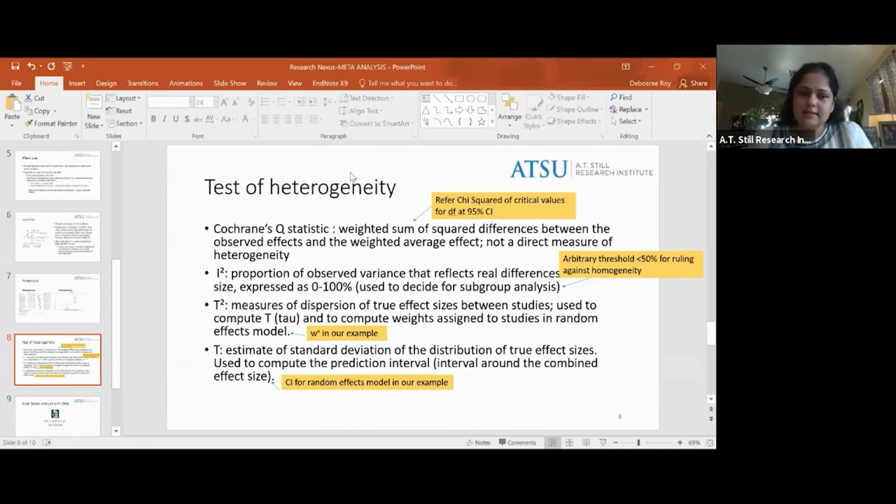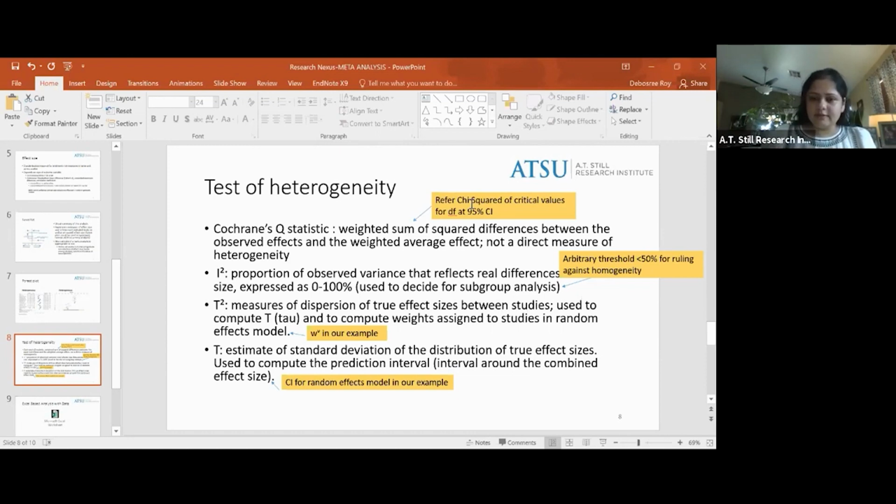So there are several tests that we conduct to measure heterogeneity and make a decision for running a meta-analysis. Cochran's Q statistic is the weighted sum of squared differences between the observed effects and the weighted average effect. It's not a direct measure of heterogeneity. I'm not going to go into details of explaining what this means, but if you have this with you, you can actually conduct the meta-analysis yourself if you choose to. So here, the detection is for a particular degrees of freedom, so it depends on how many studies you have included.